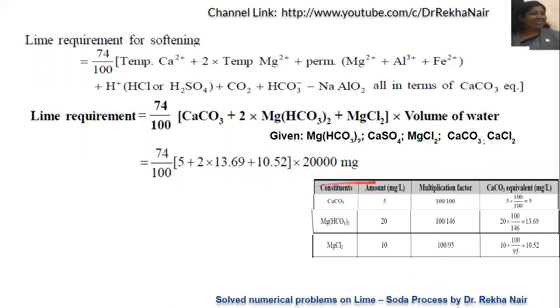The whole thing will come in terms of milligram because the part inside this bracket is milligram per liter and volume is in terms of liter. So the answer will come out to be in terms of milligram. The answer is 634920 milligram. When we convert it into kg, we divide it by 10 to the power 6. So it will come out to be 0.63 kg. That is the lime requirement.